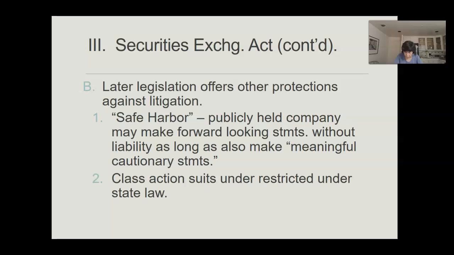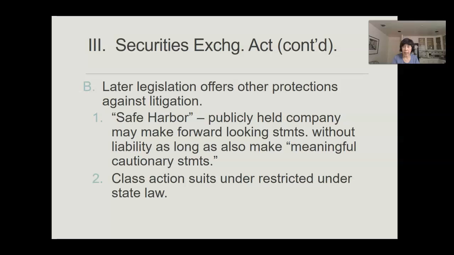Before we go on to look a little further at insider trading, I just want to mention that there has been additional legislation. A lot of this came in the 1990s, so it's over 20, 30 years old now. But let's just talk about it. These are some protections against litigation for the corporation. And so number 1, safe harbor.